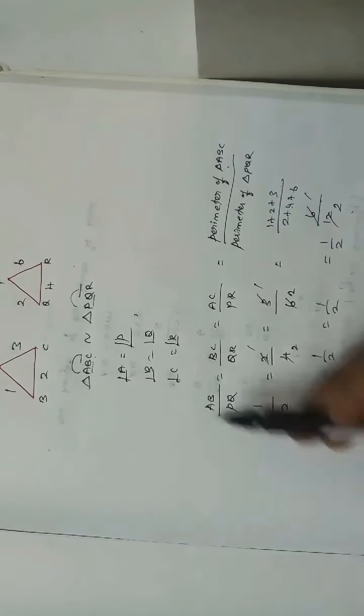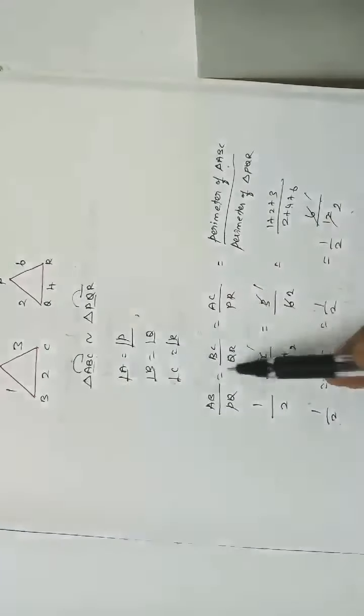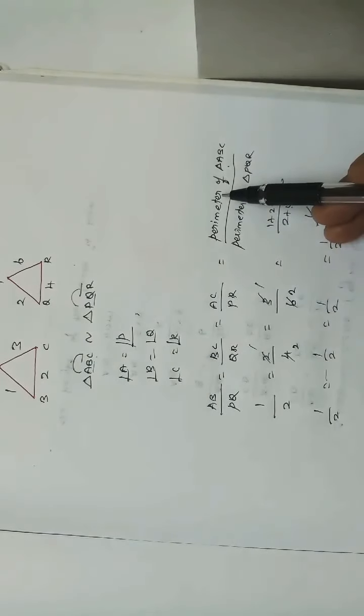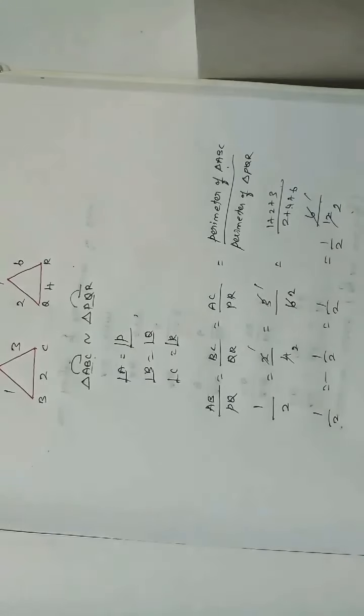Therefore, if the two triangles are similar, not only are the sides proportional, the perimeters of the triangles are also proportional to the sides. That means the perimeters of the triangles are also in the same ratio, right?